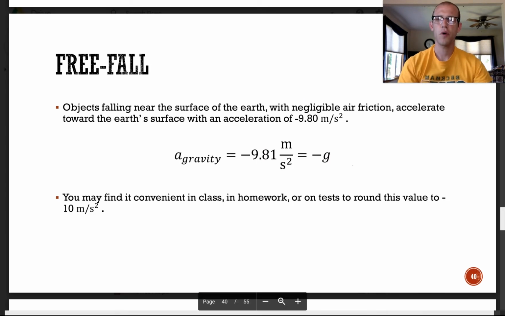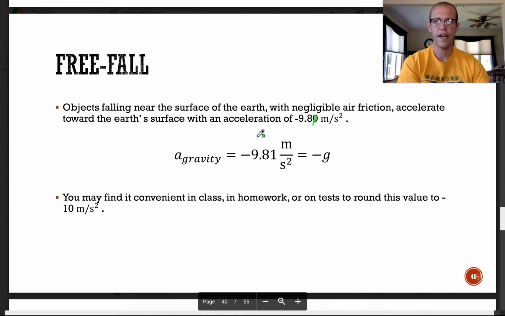So when we talk about free fall, we're talking about objects falling near the surface of the Earth with negligible air friction, meaning you can neglect the air friction. You can forget about the air friction and not worry about it. At that point, objects will accelerate toward the Earth at an acceleration of negative 9.81 meters per second squared. So really, I should have had this be a 1 because rounding would make that a 1 if you looked at the actual value.